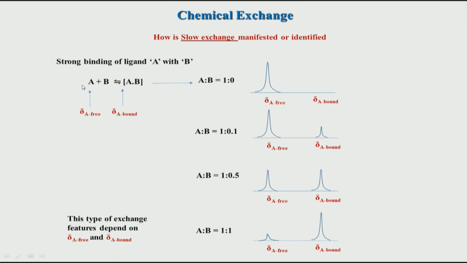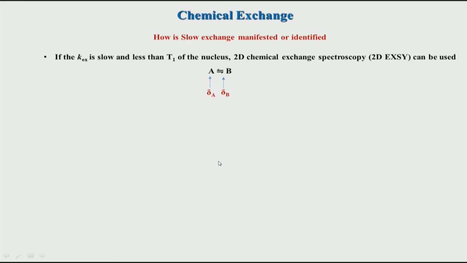But the same binding process can become fast exchange if the chemical shifts are not very far apart. Suppose these two peaks are very close. Then we cannot say that it is slow, because the difference in the chemical shift now becomes less compared to the exchange rate, and that will become a fast exchange scenario. That is what we will see in the next example.